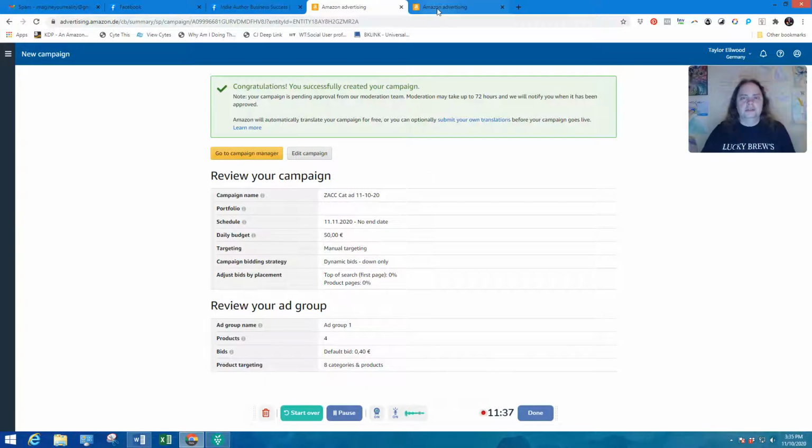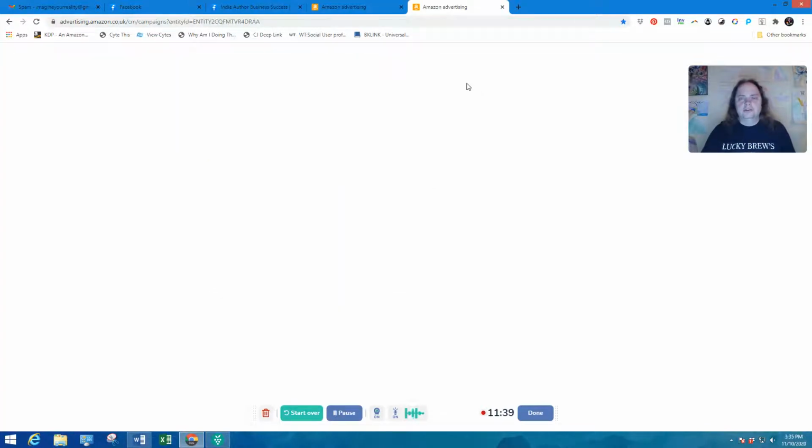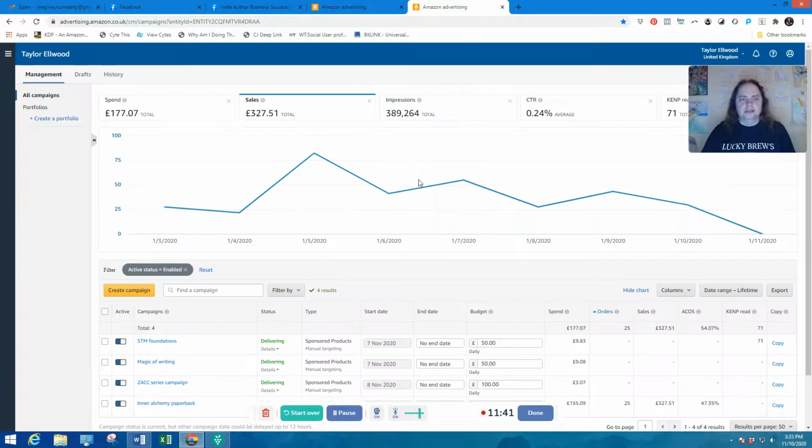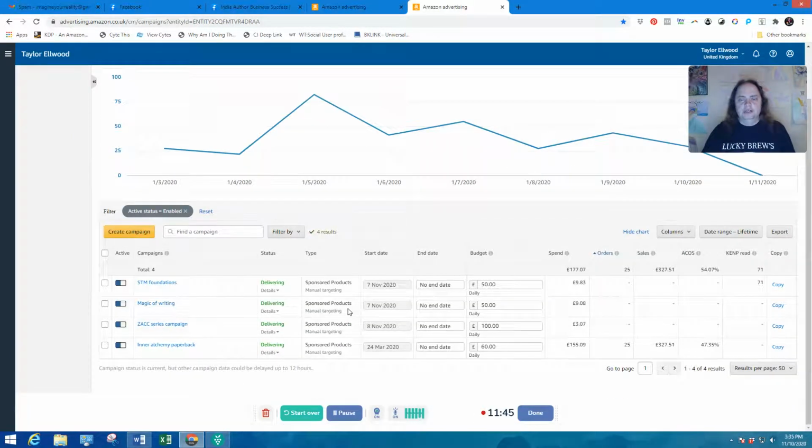I'm going to do the same thing over in the UK market, just because I think it's a useful thing to illustrate this. And we'll see here again, over here, these are keywords: STM Foundations, Magic of Writing, Inner Alchemy, and the ZACC series.